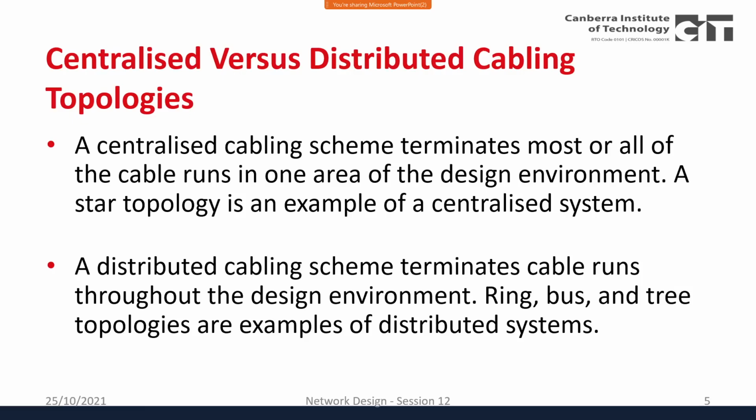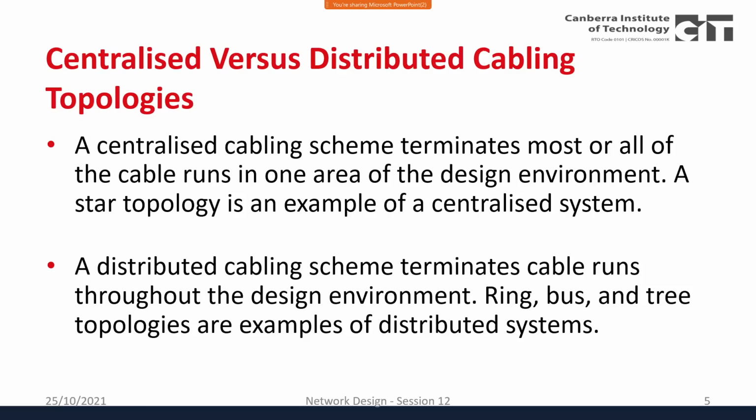In a centralized cabling scheme, we terminate most or all of the cable runs in one area of the design environment. A star topology is an example of a centralized system. In a distributed cabling scheme, we terminate cable runs throughout the design environment. Examples include ring, bus, tree topologies, and so on.